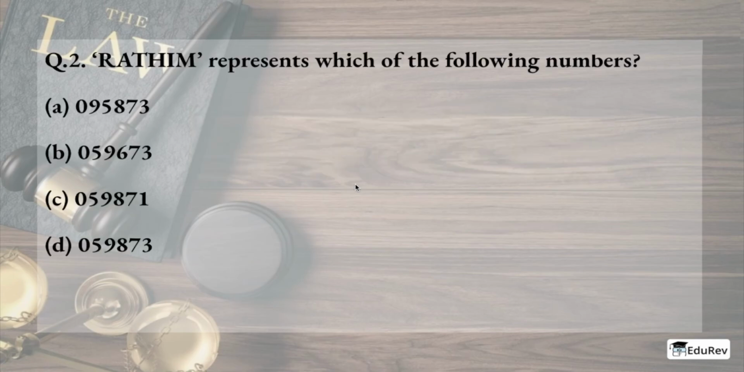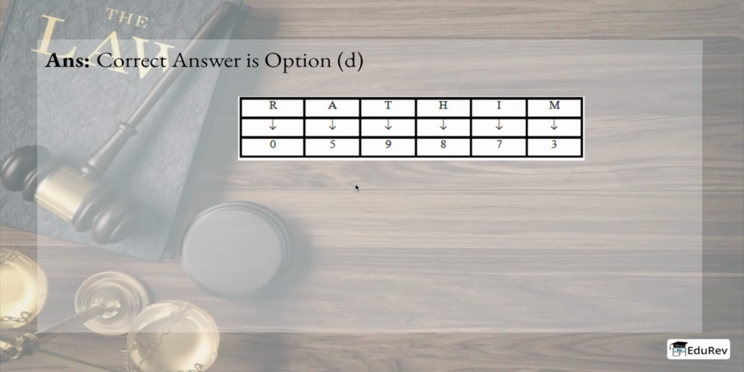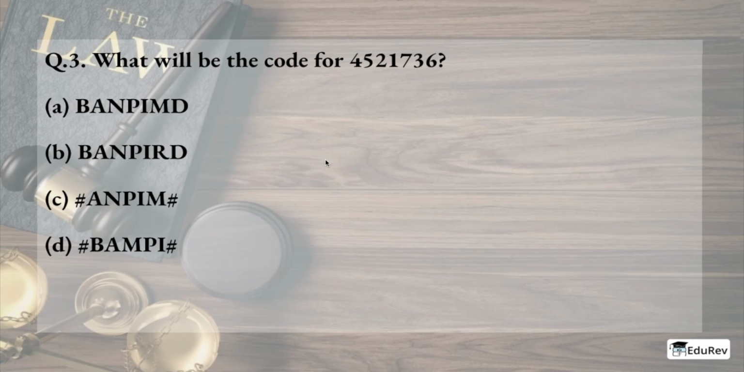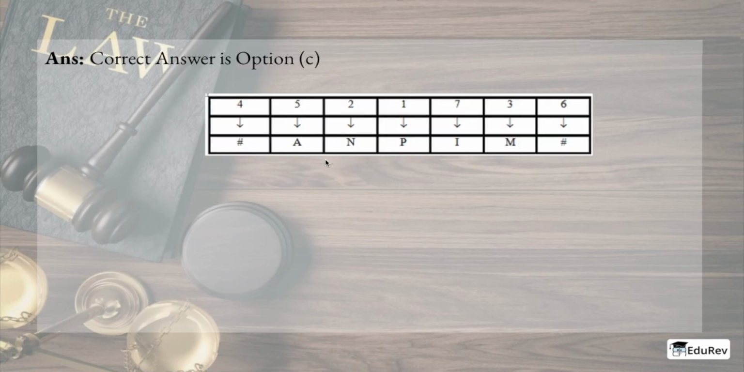Similarly, what's the code going to be for Ratim? For Ratim, I can figure it out by the same approach, that R is for 0, then A is for 5 and so on. And so I will get my answer. And what is the code for this? This is exactly what we need to do again. We need to see what 4 is for, then 5, then 2, 1, 7, 3 and 6, and we get our answer.